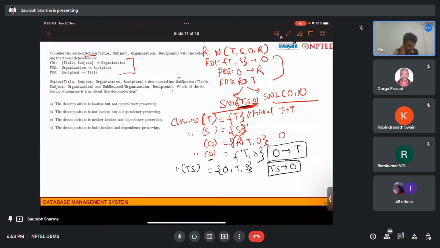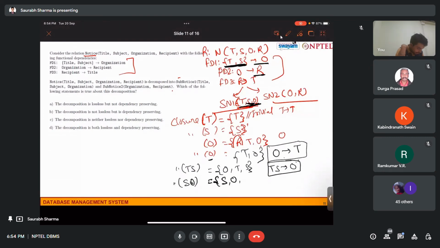Same for SO. Student: Sir, how have you got TS as the set OTS? From TS we go to this functional dependency 1. TS will be there, and from here O will be there, but we cannot go from O to R because R is not there in the subrelation they have provided.